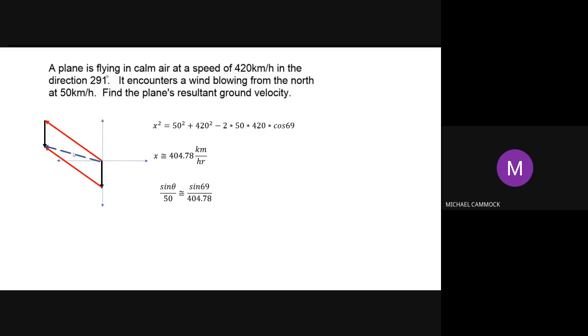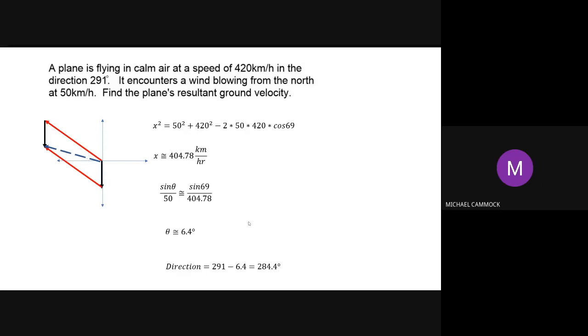The sine of theta, where theta is this angle inside here, over 50, which is this side here, is equal to the sine of 69, this angle here, over the length of this side, which you said was 404.78. That works out to be approximately 6.4. So this angle inside here is 6.4.